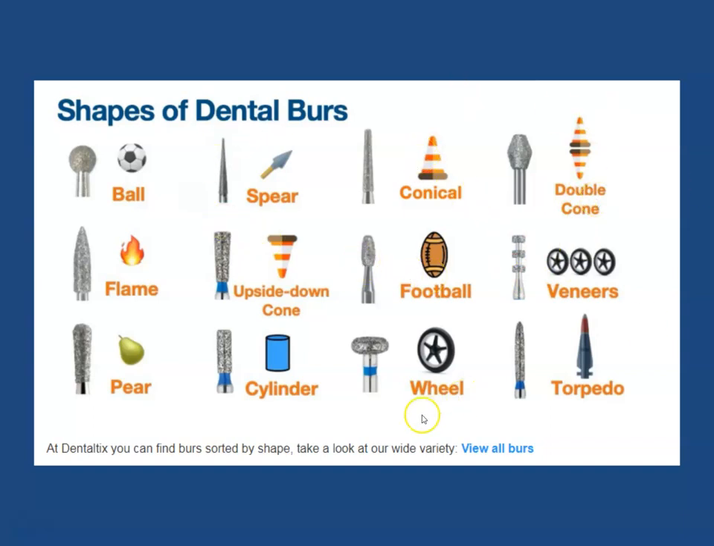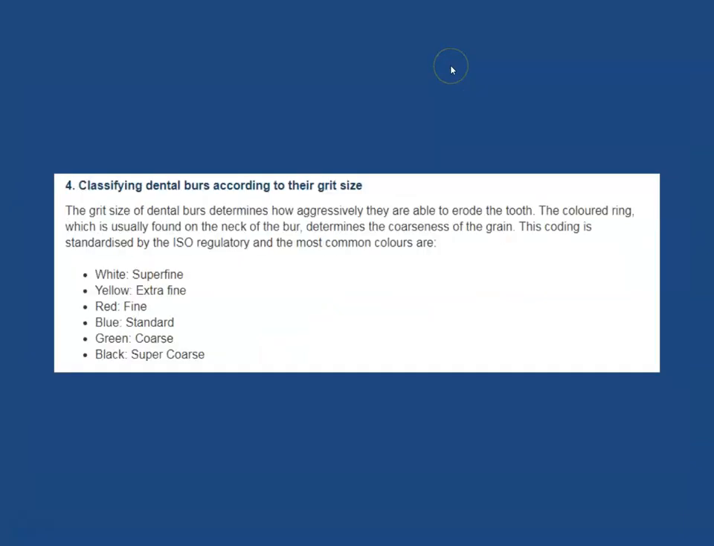Now all of these, there's different ways to refer to them, but as long as you can remember the shape of the burr, and you can always go to this website and view all the burrs that they have, or go to any website on Google to find out what the burrs are. And that's basically the next classification, the shapes of the dental burrs.